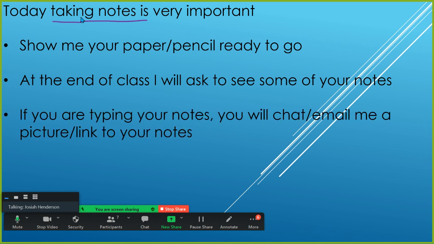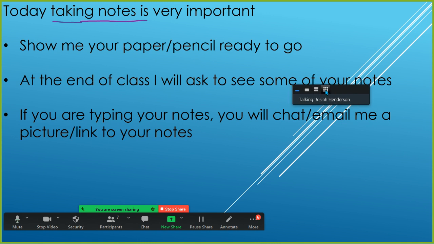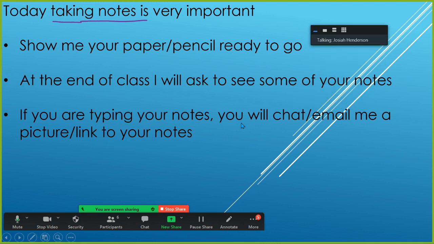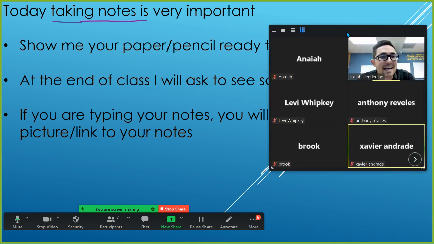We're not going to do an activity today like we did yesterday. So I want to make sure as your teacher that you have these materials written down like a cheat sheet or a note sheet that you could use later. If you are typing your notes, you will chat or email me a picture or a link to your notes. Okay. So if you're typing, you don't have paper, that's okay. But I want you to send me those notes so I see what you've done. You're not being graded on them, but I just want to make sure you're taking some notes.